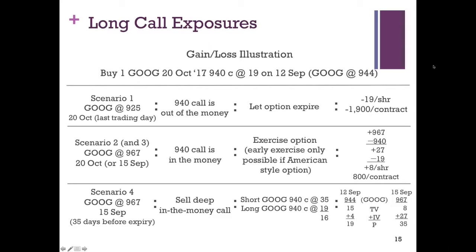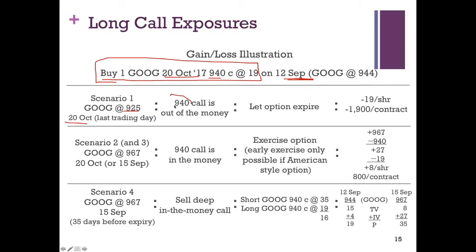So here's the contract we started out with earlier. Let's look at 4 pricing scenarios, that is different prices of Google. This is the same contract we looked at earlier that we introduced in detail. Long one Google 940 call expiring on the 20th of October. And there's today's date when Google's at 944. What happens if by October 20th, the last day of trading, Google's at 925?